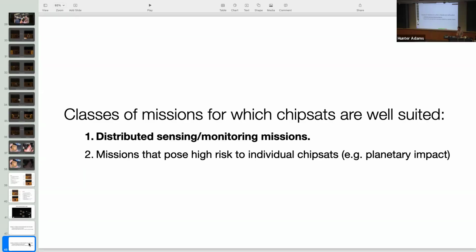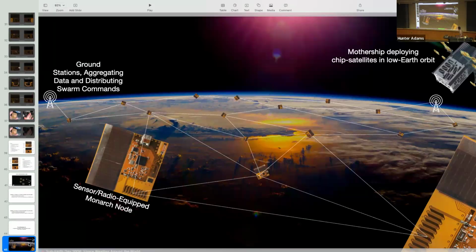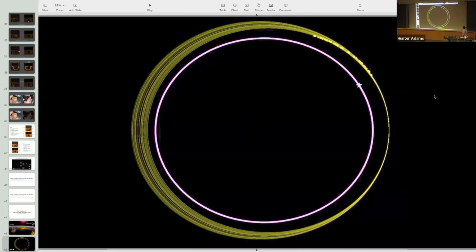I'll start first with these distributed sensing and monitoring missions. So you could imagine, for instance, carrying a large collection of these to orbit and deploying them. And it turns out that if you deploy all these things from a mothership, they end up sort of stringing themselves out along an orbit. And the question is, how do you move data? Yeah, so you can imagine, this is an exaggerated view, but this is approximately what happens when you deploy these things. They stay largely coplanar, but with their slightly different initial velocities when they get kicked out, over an amount of time, they end up stringing themselves out.